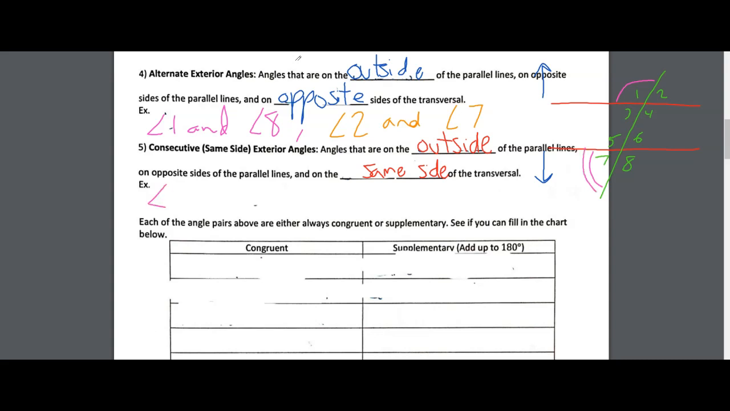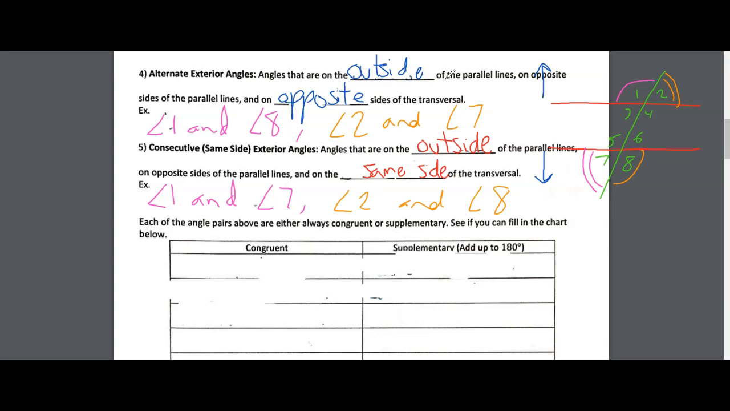Okay, those would be consecutive or same side exterior angles. And then we could also do angle 2 and angle 8. Again, I'm doing color coordination here to help you understand those relationships.